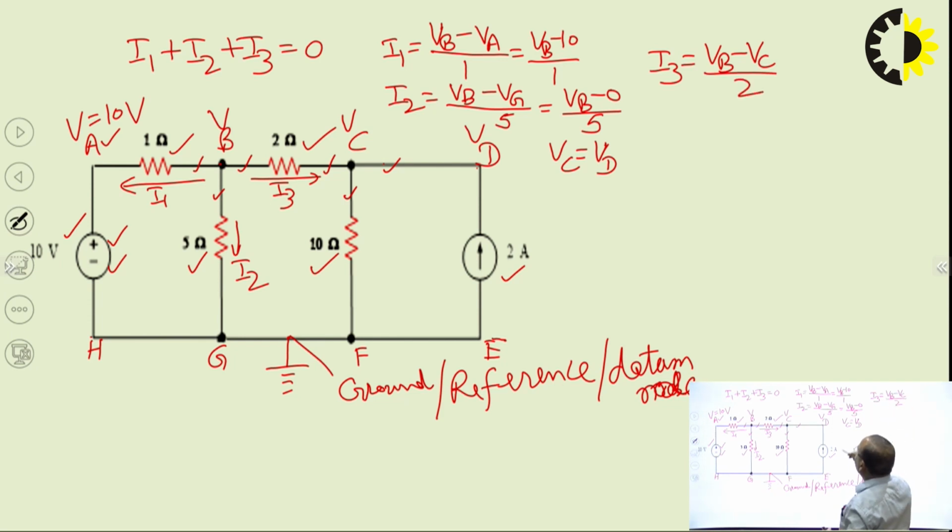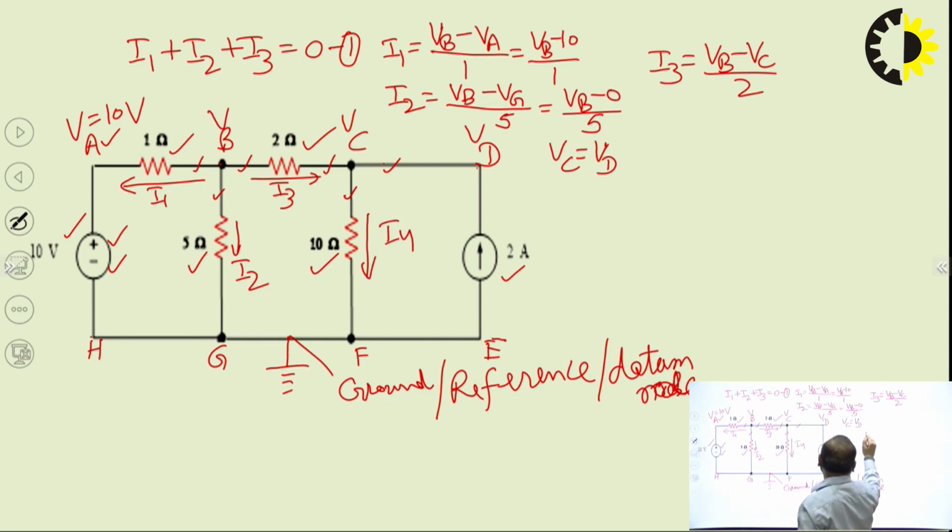So we can put the values of I1, I2 and I3 in this equation, which is the KCL equation at node B. This is equation number 1, suppose. Similarly, at node C, we will write the KCL equation again. So at node C, suppose we assume outgoing current from node C in this branch CF, like this. This is suppose I4.